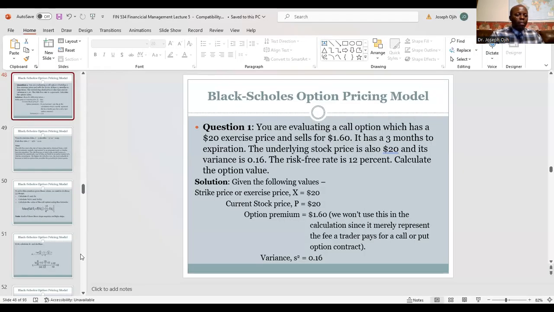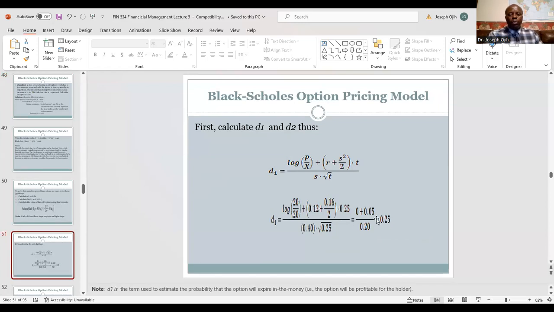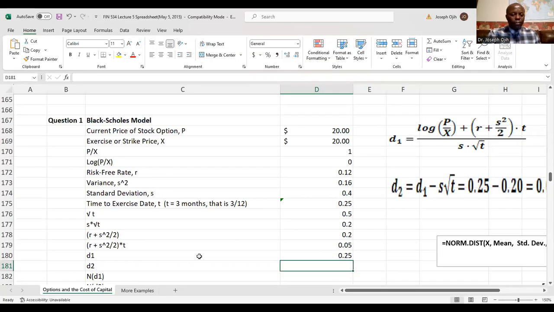Just double confirm it. Yep, you can see the D1. I got D1 as 0.25 in this here. Remember that D1 is the term that we use to estimate the probability that the option will expire in the money. In my previous lecture, I explained that when the option expires in the money, it will be profitable to the holder. So D1 is the probability that the option will expire in the money. Here it is 0.25, which is a 25% chance that it's going to do that. So we get our D1 as 0.25.